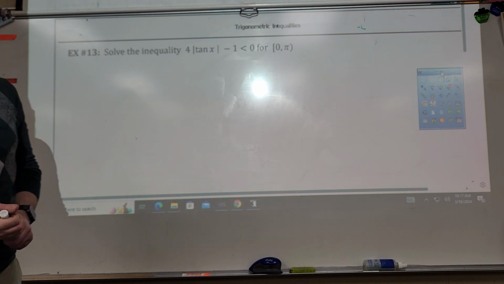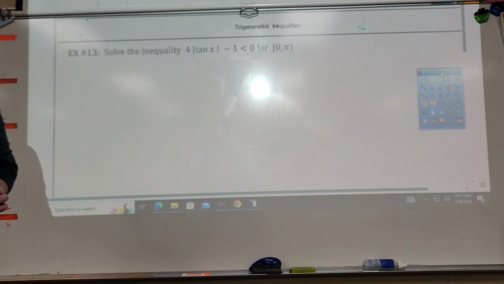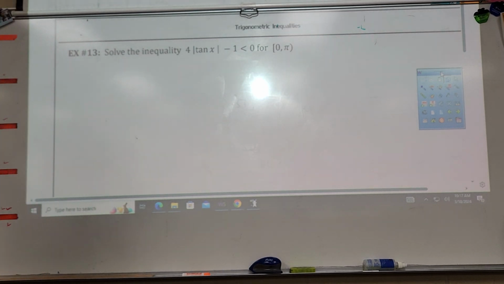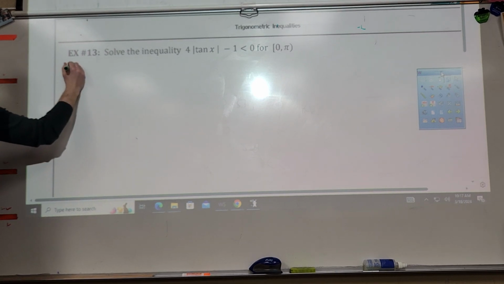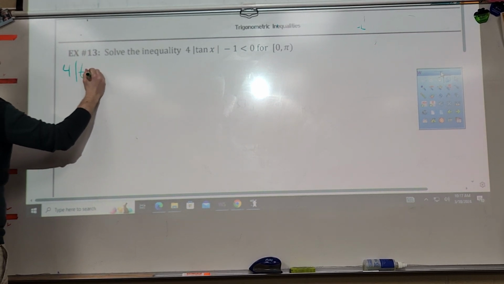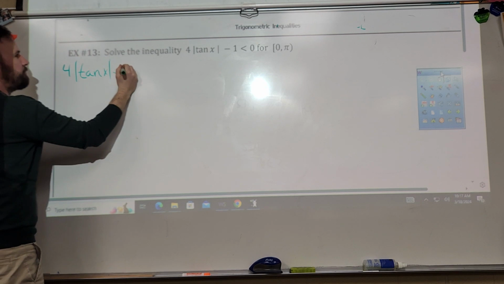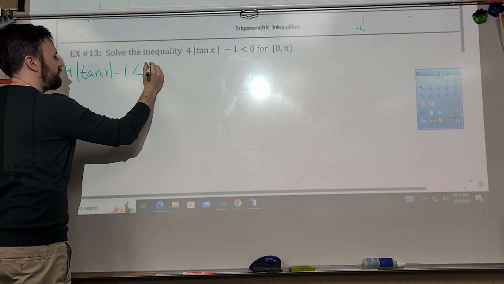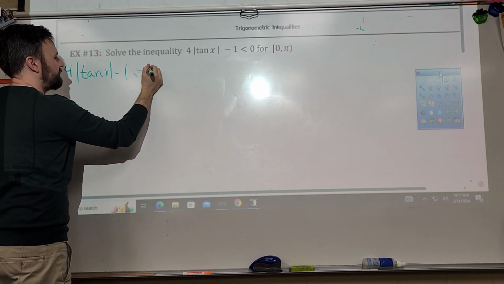All right, let's solve this inequality. So let's do it without a calculator and with a calculator. Oh my gosh, this one's going to be wild. You guys want to see something wild? Let's think about the graph. What would 4 absolute value of tan of x minus 1, let's say it was equal to 0, and solve it.